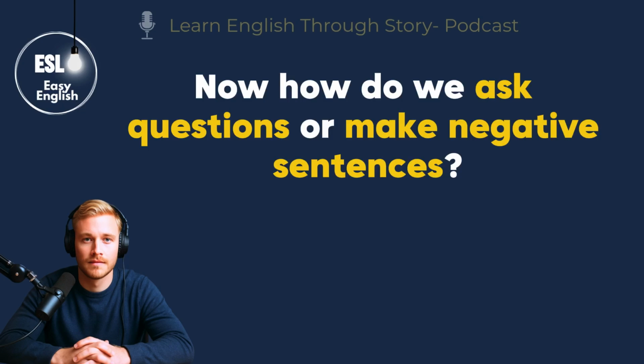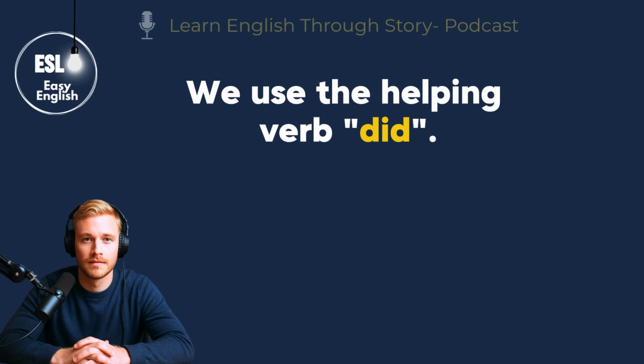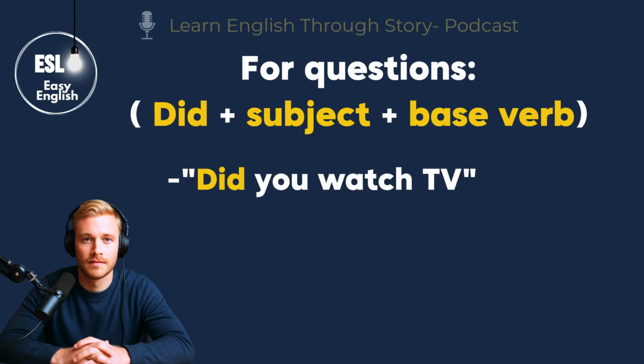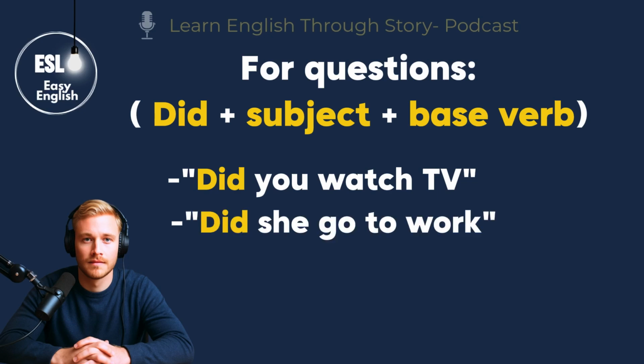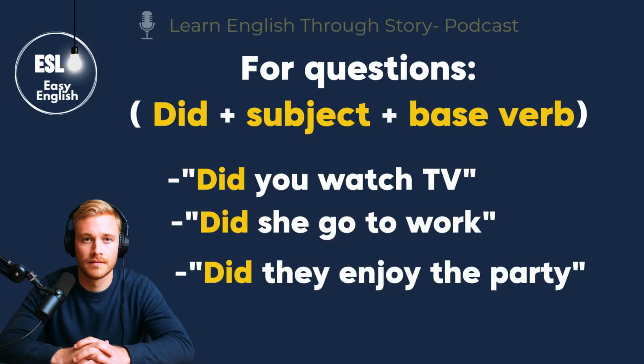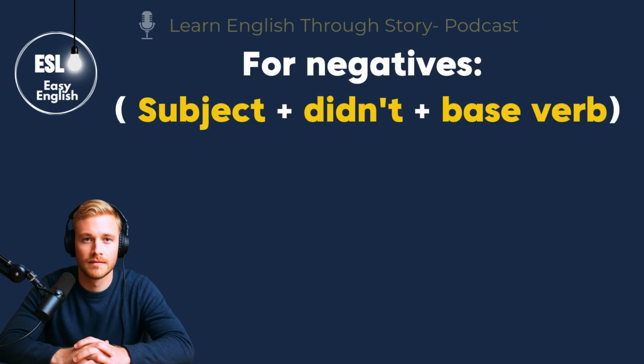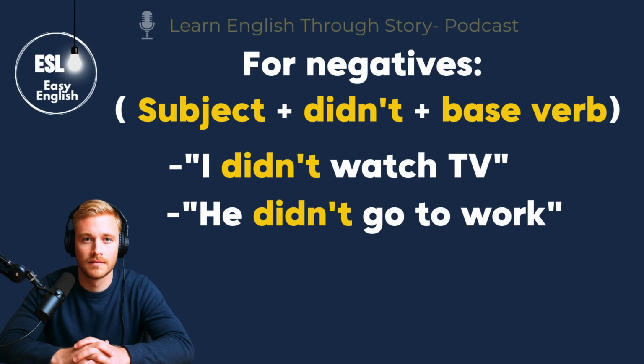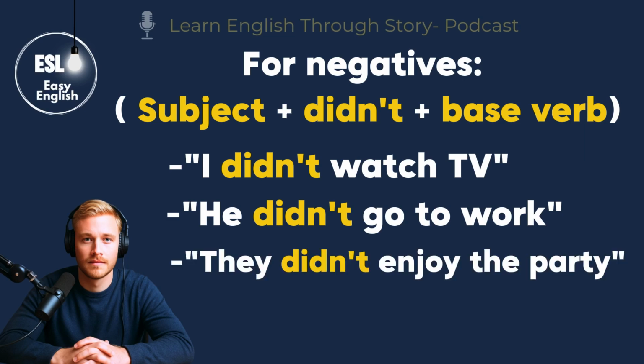Now, how do we ask questions or make negative sentences? We use the helping verb did. For questions, did plus subject plus base verb. Did you watch TV? Did she go to work? Did they enjoy the party? For negatives, subject plus didn't plus base verb. I didn't watch TV. He didn't go to work. They didn't enjoy the party.